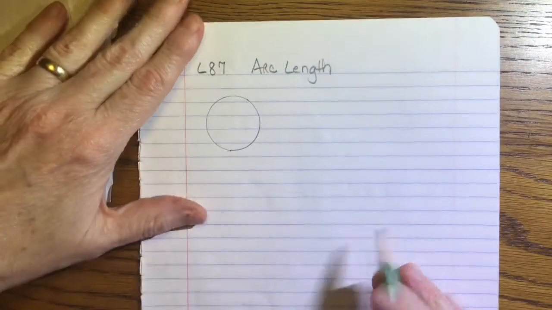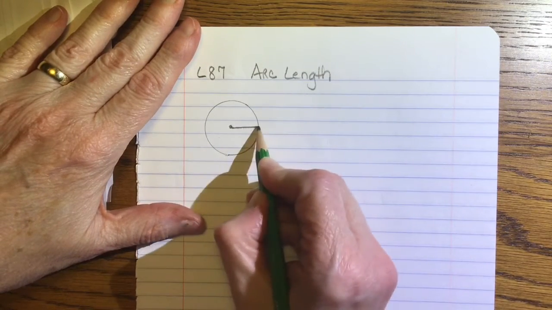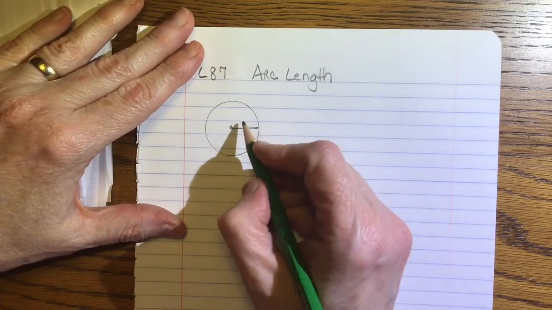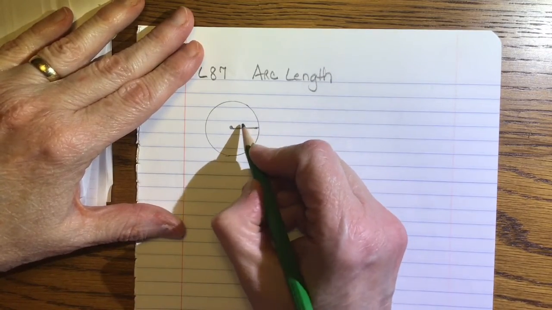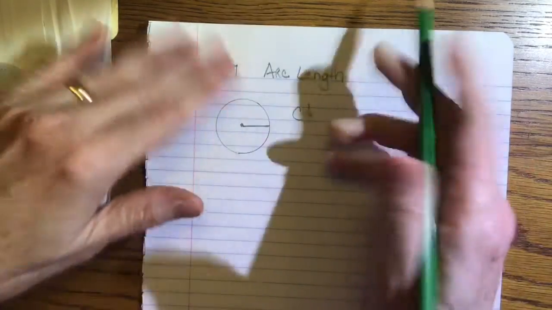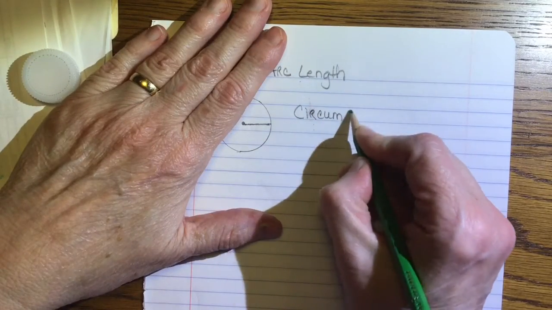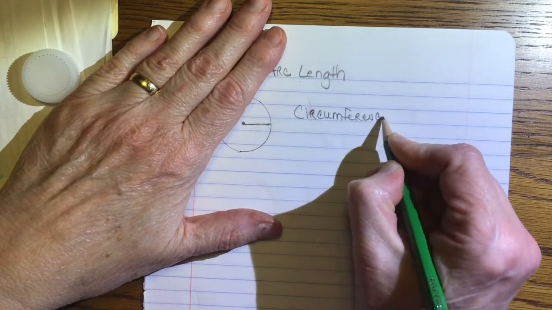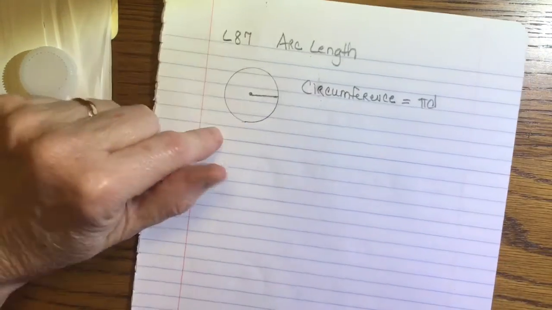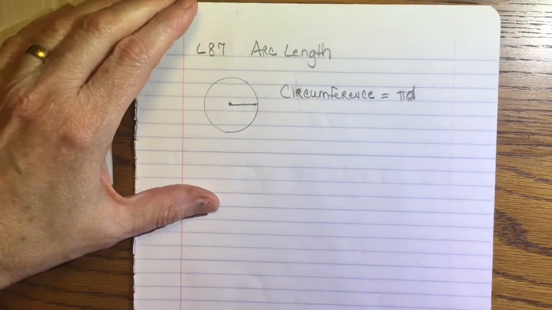Okay, we've got a circle, estimating the center. We've got the radius. So if I want to find the circumference of this circle, we know it is pi times the diameter. So if you know the radius, then you can find the diameter, and it's simply pi times the diameter.